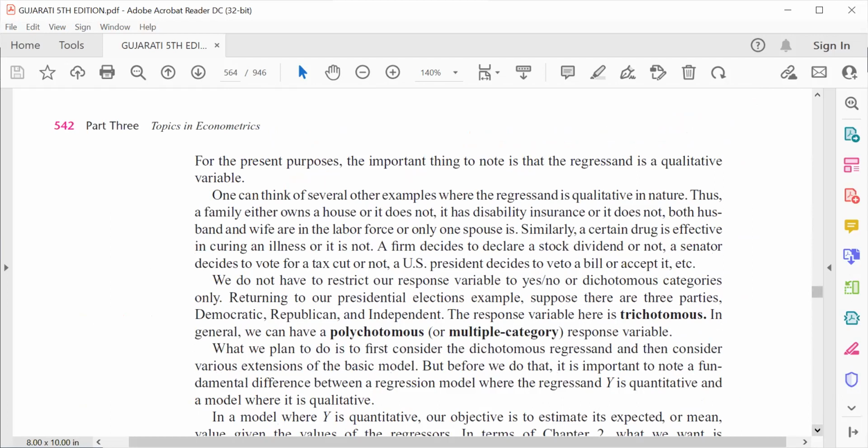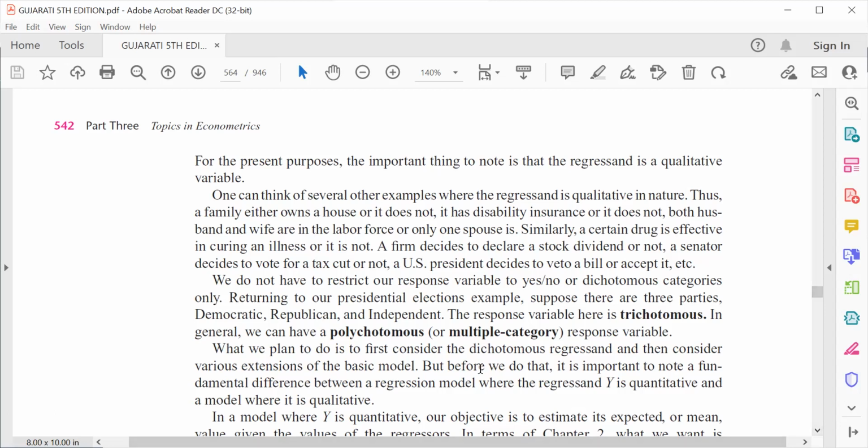For the present purpose, the important thing to note is that the regression is on qualitative variables. Here we have qualitative dependent variables, so we cannot estimate this model directly by OLS. One can think of several other examples where the regressand is qualitative in nature.